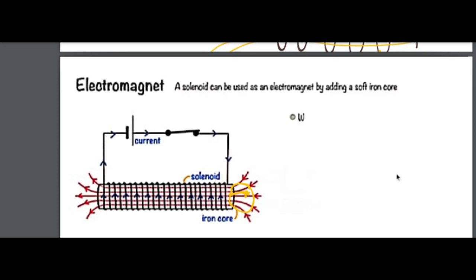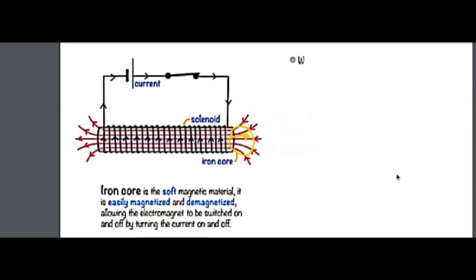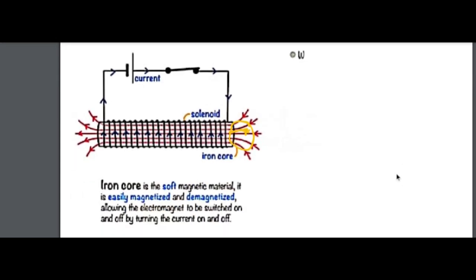Did you get the point, Ayan? Yes. Okay, the solenoid and the iron core will create a much stronger magnet. Overall, the iron core is a soft magnetic material. It is easily magnetized. So iron core is a very soft iron. It gets easily magnetized and demagnetized, allowing the electromagnet. So it can easily magnetize or demagnetize at the same time.